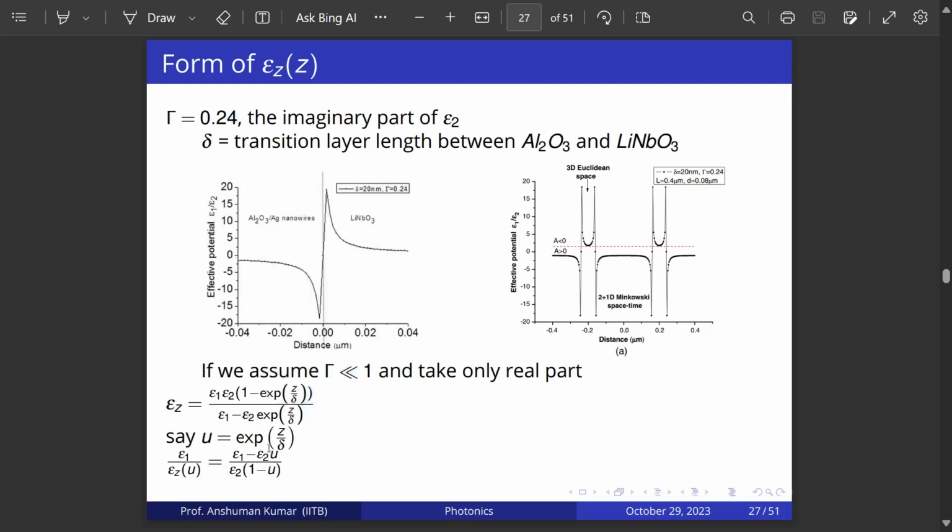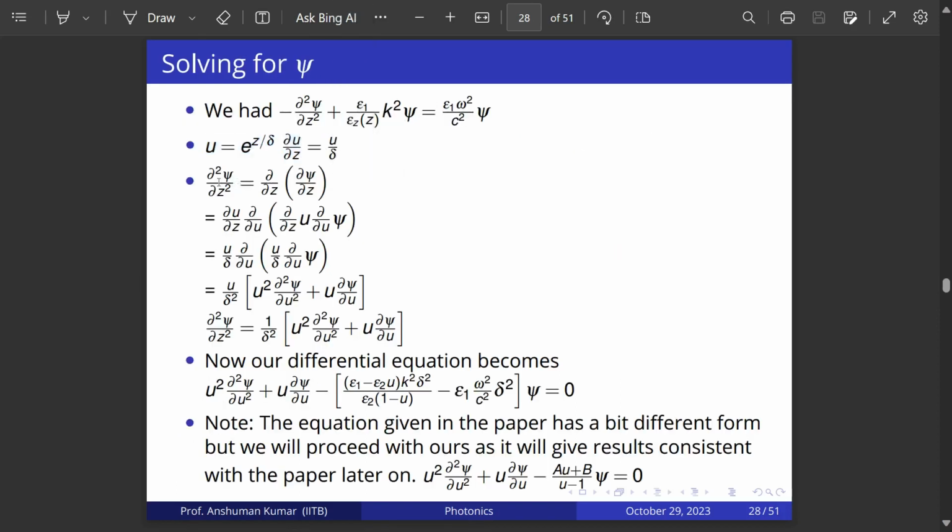Now we assume that gamma is much less than 1, so we take only the real part of epsilon z, and we do a change of variable, saying that u is exponential of psi by delta. The potential form in terms of epsilon 1 by epsilon z in terms of u can be given as this. So our differential equation is this, and we have made a change of variable. Now we want the differential equation in terms of u rather than z, so we do trivial substitutions and find this. This is our differential equation after putting in the functional form of epsilon z and changing the variable to u.